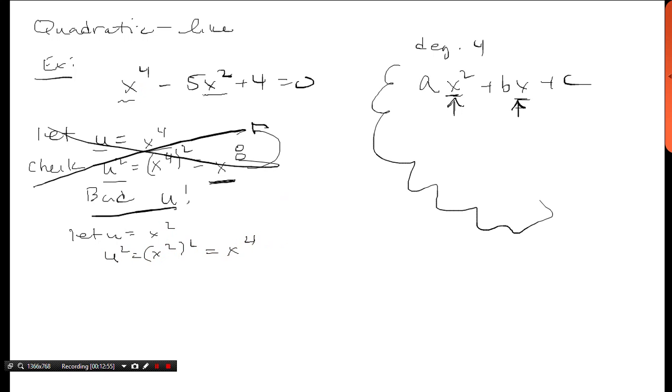Is there an x to the 4th up here? Bingo. That means anywhere I see x to the 4th, I should put a u squared, and anywhere I see x squared, I should put a u. So this turns the equation up here into u squared minus 5u plus 4 equals 0.